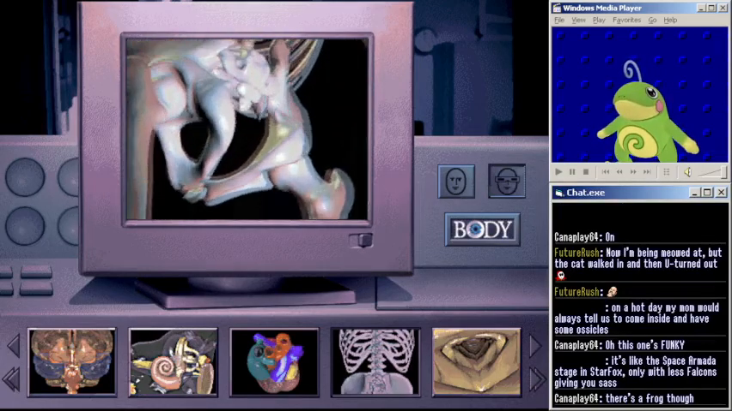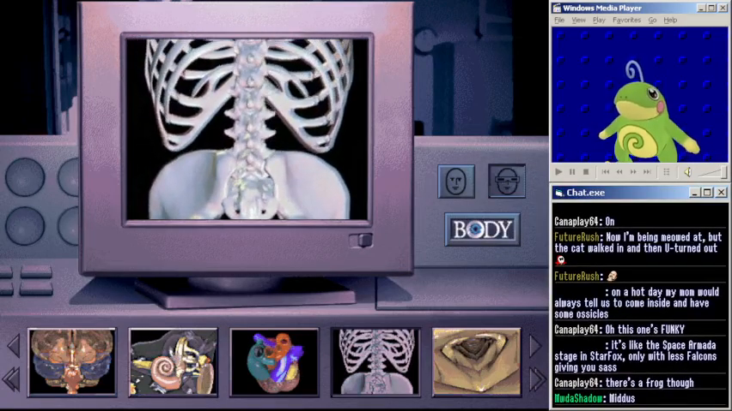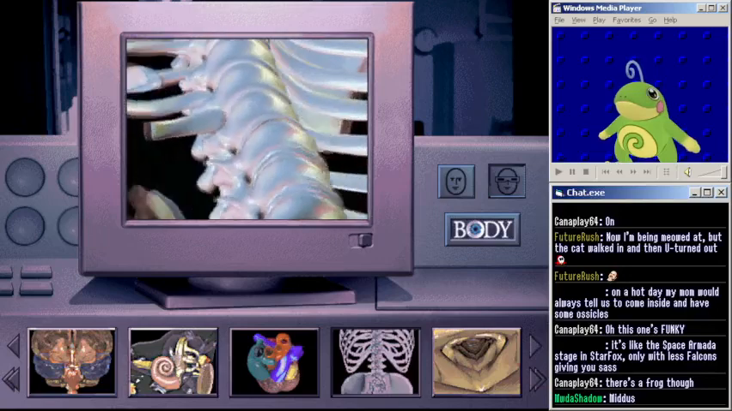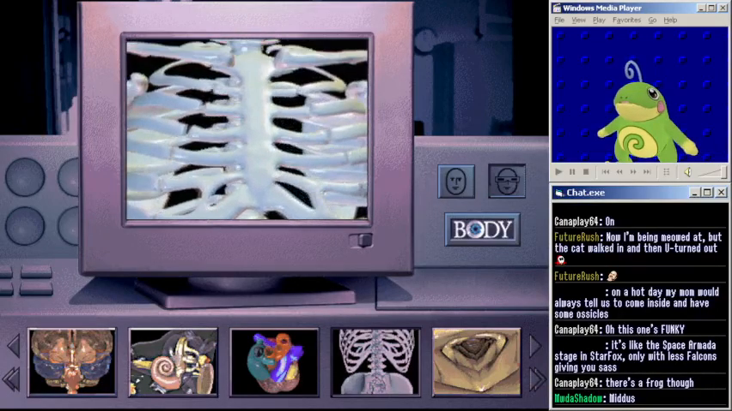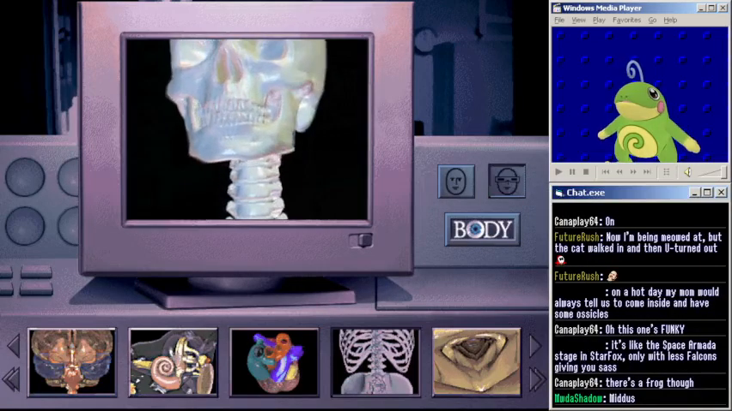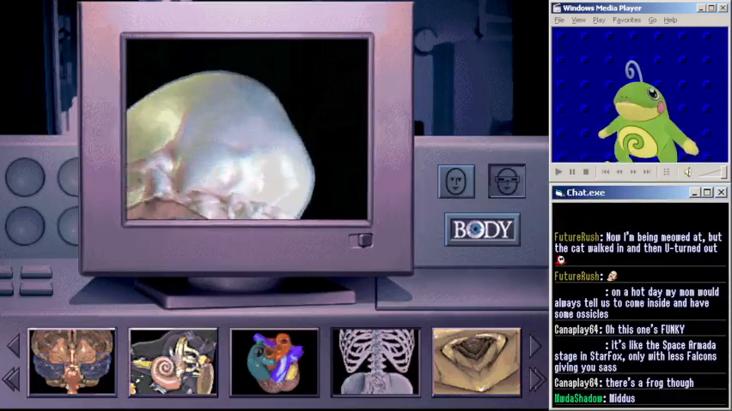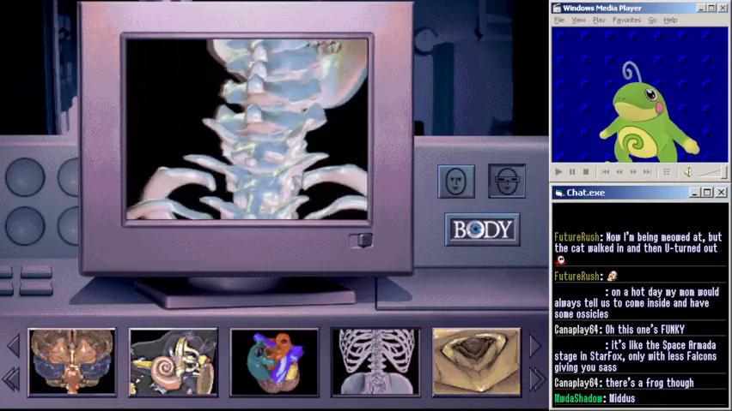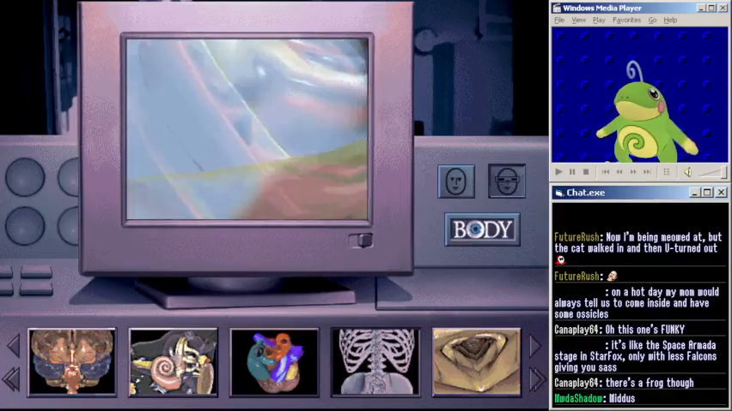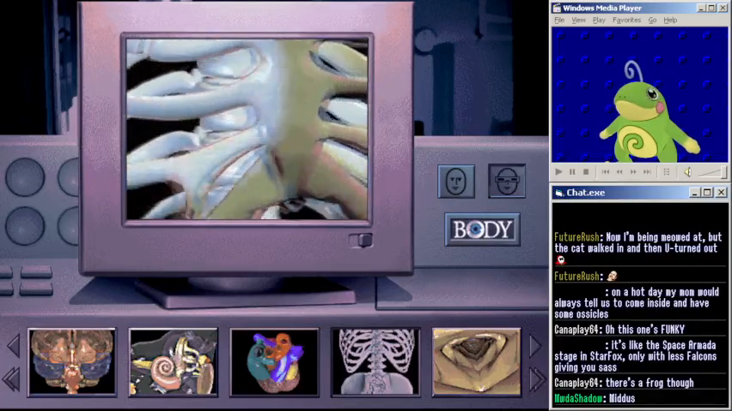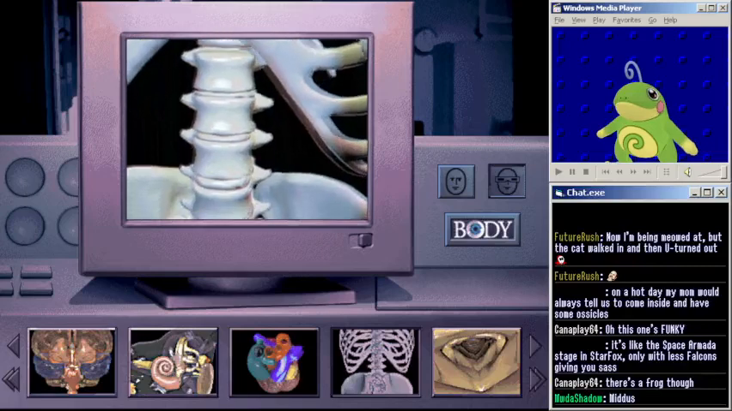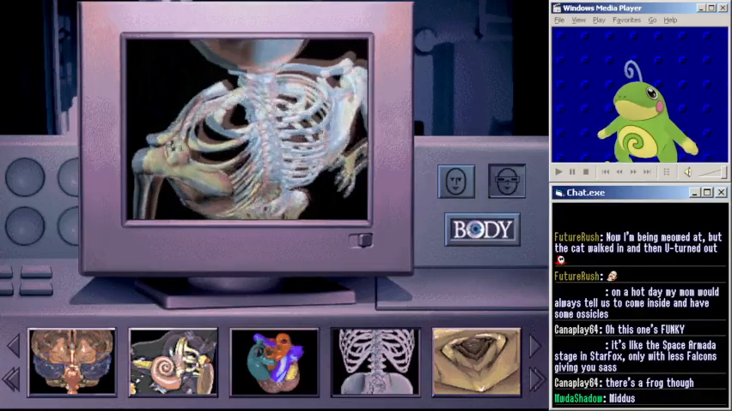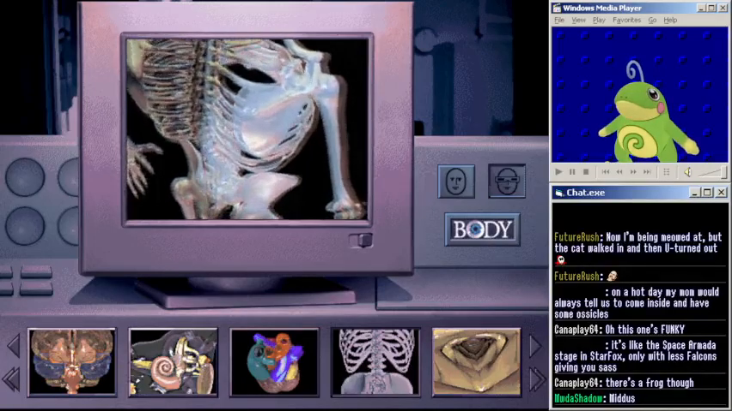Femur. Pelvis. Sternum, cervical spine, skull, thoracic spine, lumbar spine. Scapula.